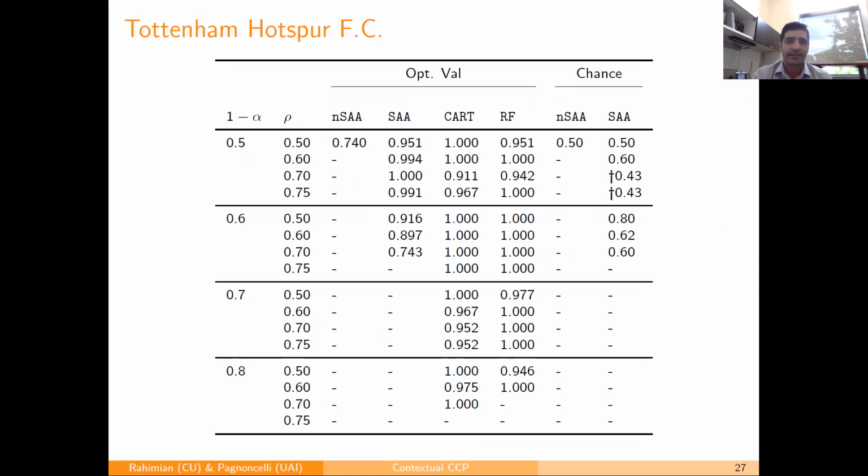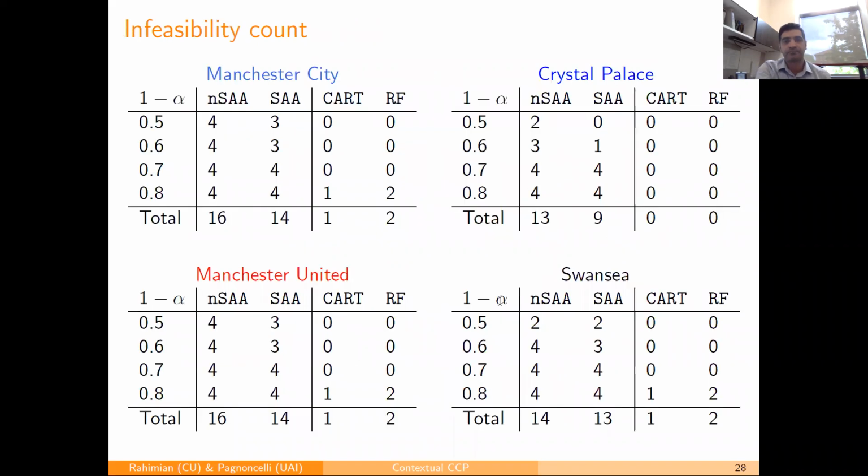A similar situation happens for the other teams. Again, for some other team, Tottenham, in naive SAA, it's infeasible most of the time. Similar for SAA, half of the time. And again, CART and RF are doing well in terms of the objective function and feasibility.